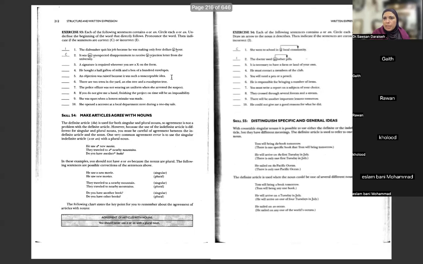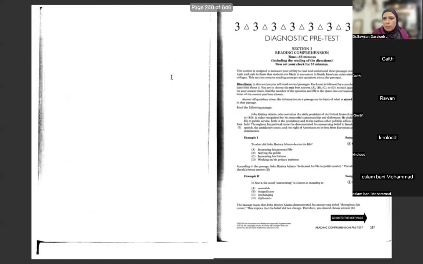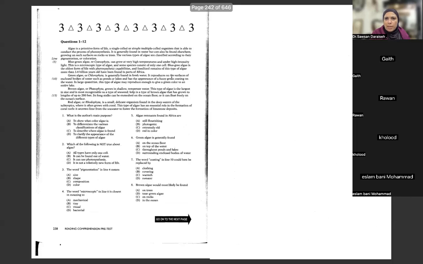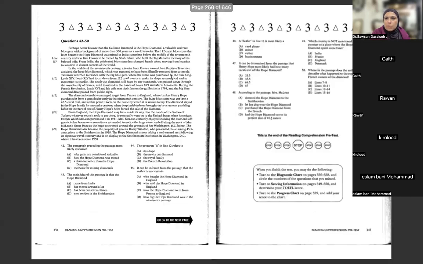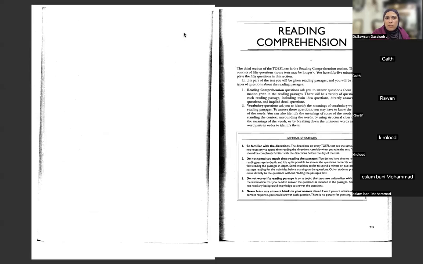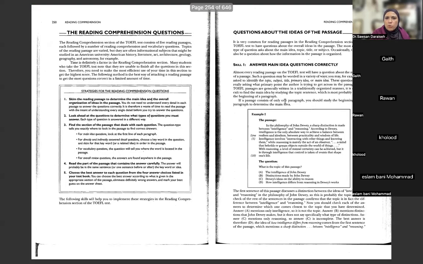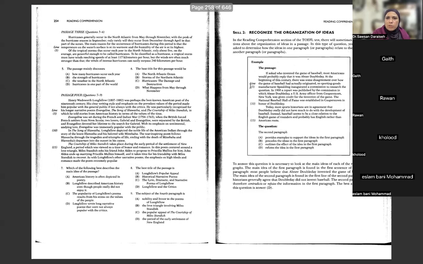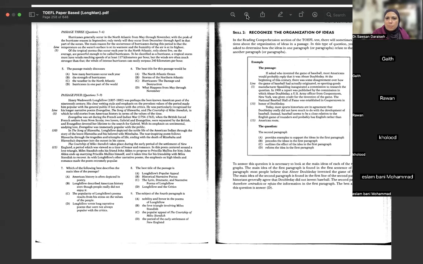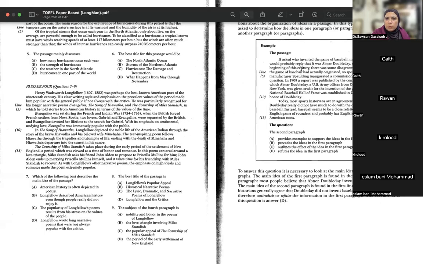Last time we talked about main idea questions, I think, right? Isn't that what we did last time? We took main idea. This is reading. We are now in the reading section of the TOEFL book, and we have finished the main idea question. Last time we discussed this. Today we want to talk about recognizing the organization of ideas. This is what we want to do, okay?